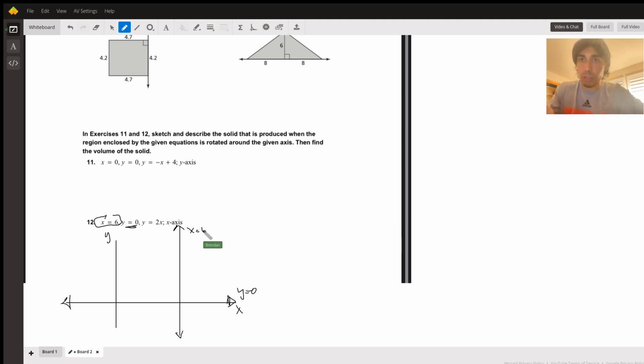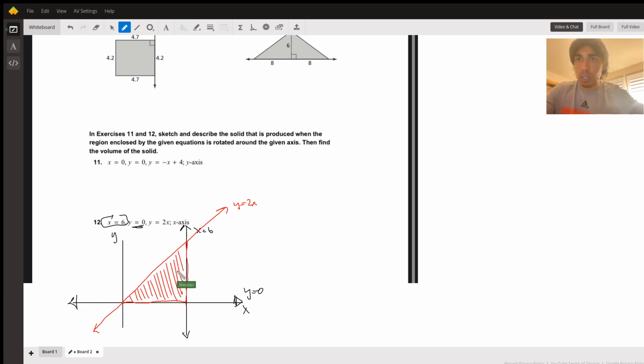And then we've also got the line y equals 2x. So that's going to be this line right here. It's got a slope of 2. If we look at the area that's enclosed by all three of these, we're going to be looking at this triangle, right? We've got y equals 2x, x equals 6, and then y equals 0. Those are our three boundaries of that triangle. So we're looking at this region inside here.